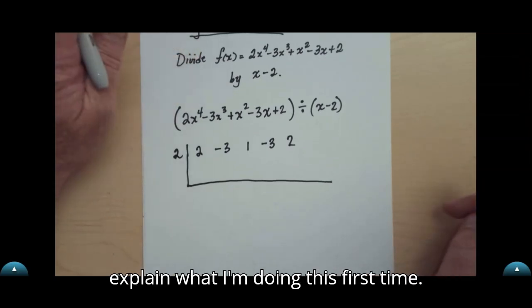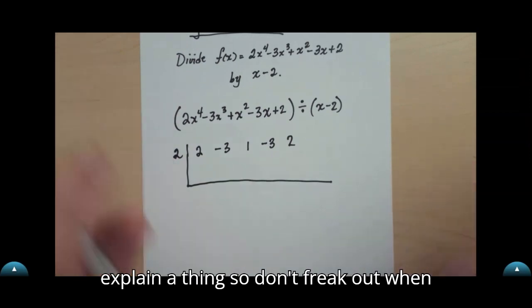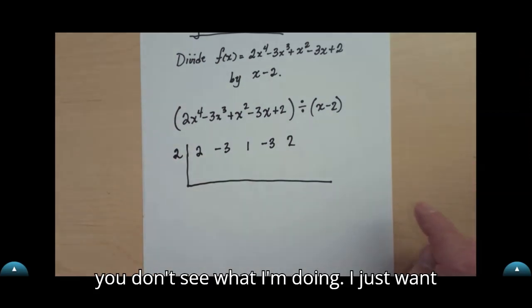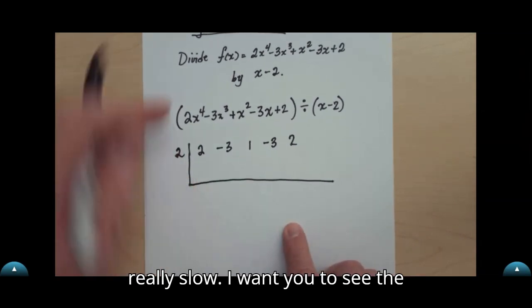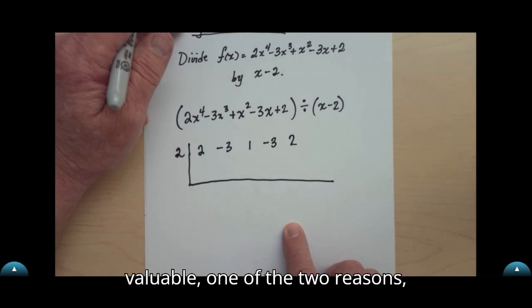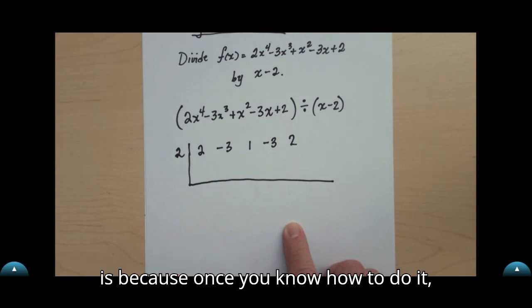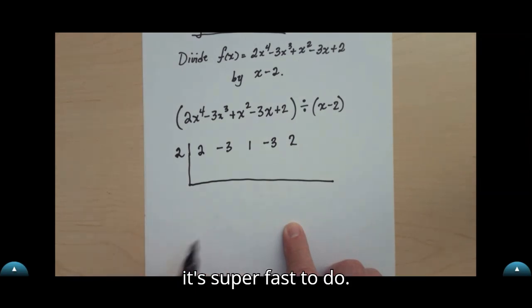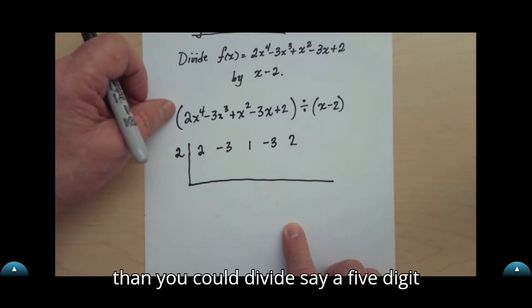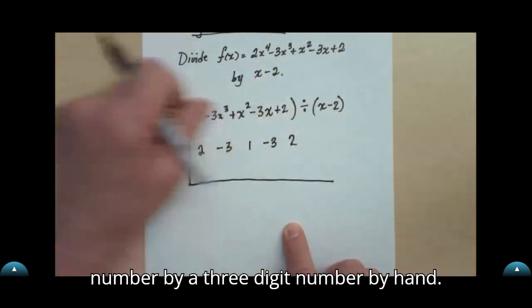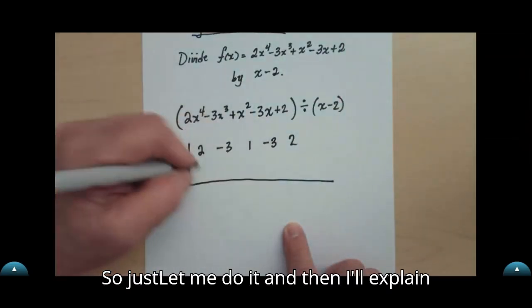Now, I'm not going to explain what I'm doing this first time. I'm just going to do it. I'm not going to explain a thing, so don't freak out when you don't see what I'm doing. I just want to do this because we're going to do it really slow. I want you to see the reason synthetic division is super valuable. One of the two reasons is because once you know how to do it, it's super fast to do. Like you can do this division faster than you could divide, say, a 5-digit number by a 3-digit number by hand. So just let me do it and then I'll explain what I did.